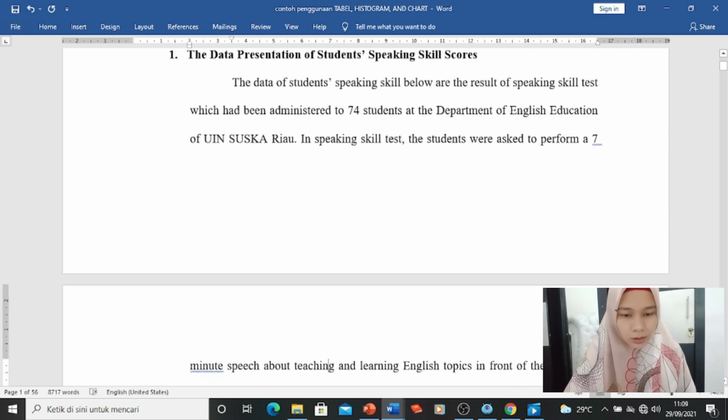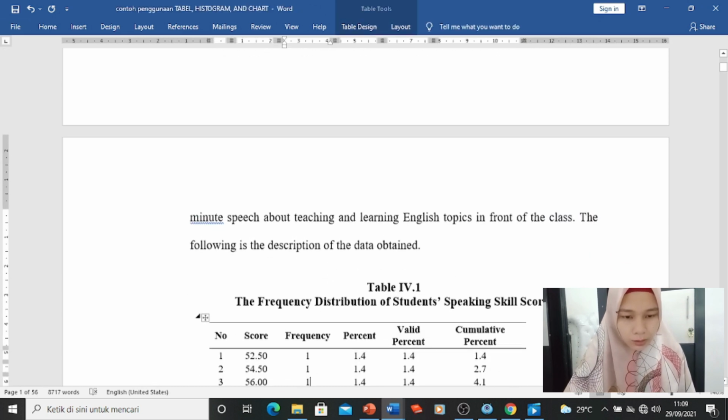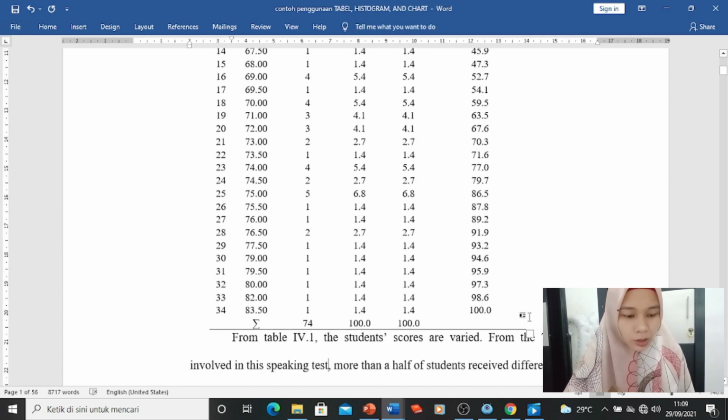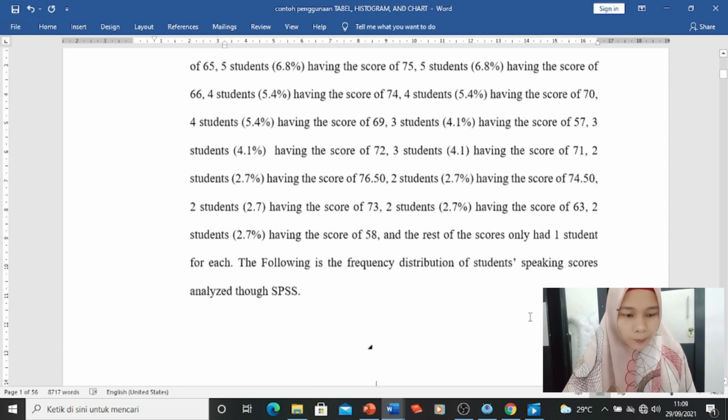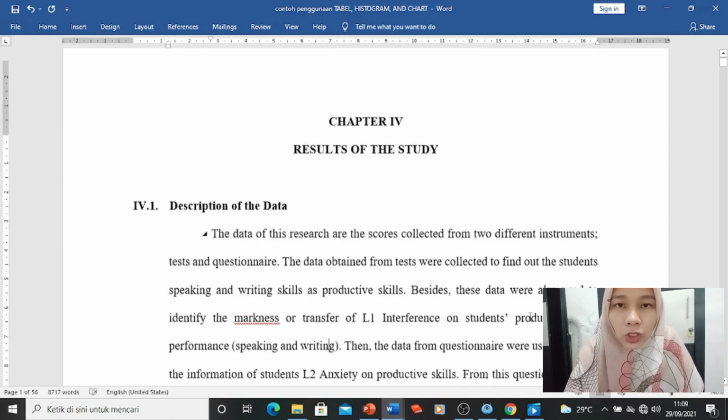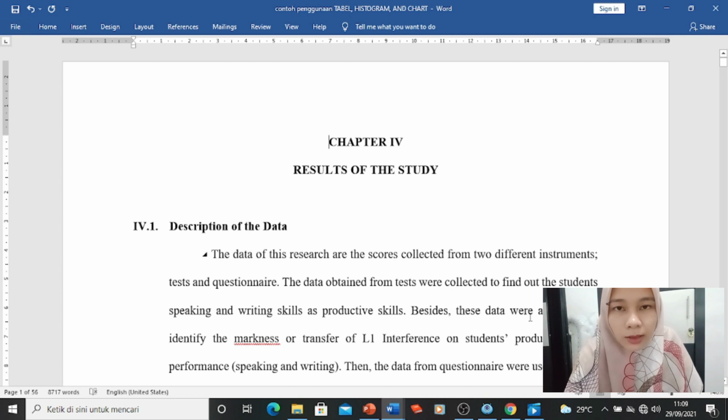So this is the place for showing you the examples of every chart. Mostly this is for your information. Mostly the charts, if you write a thesis, appear in chapter 4 for results of the study, or the data presentation and data analysis of your research, okay.